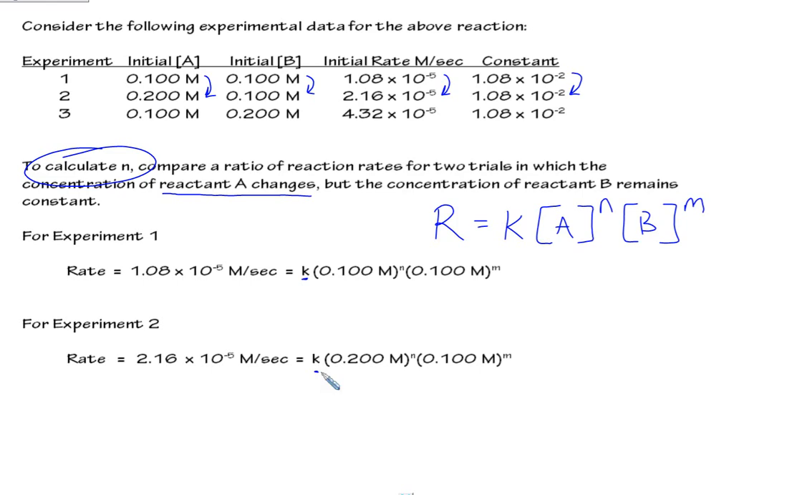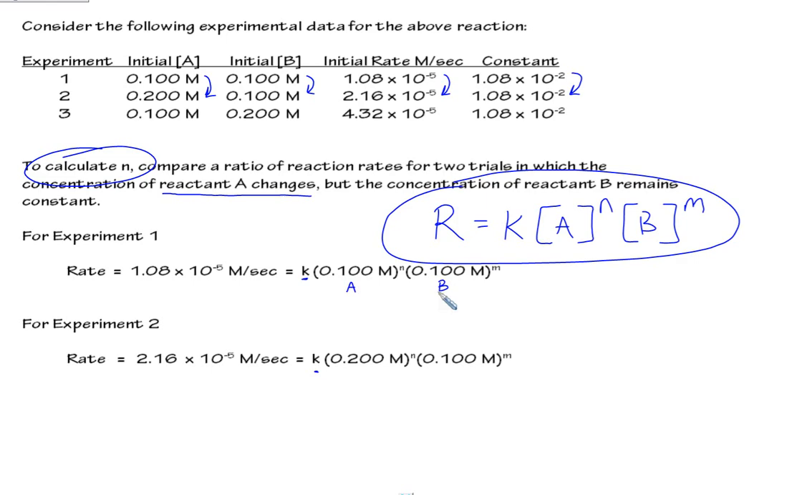So let's say I sub this data into the rate law. R is the rate. So for trial 1, it's the 1.08 times 10 to the negative 5th. K is the constant. They could have put the numerical value in. I just didn't. I've got the concentration of A raised to some experimental power, which we will determine in a minute. And this is the concentration of B in trial 1.